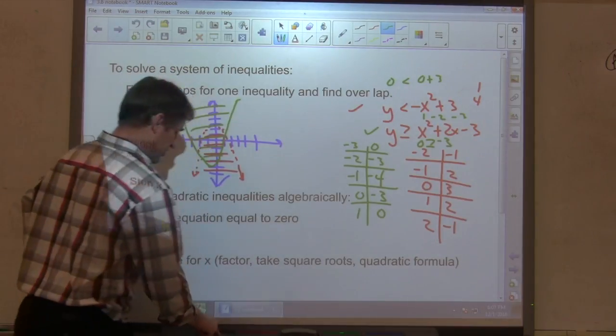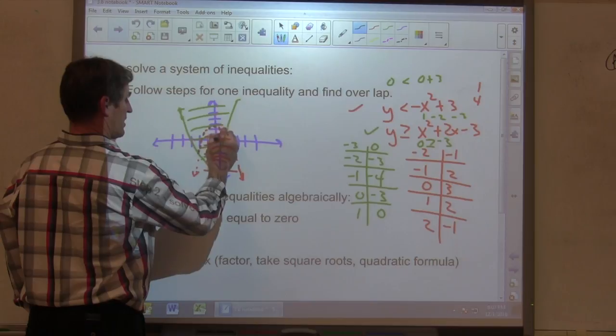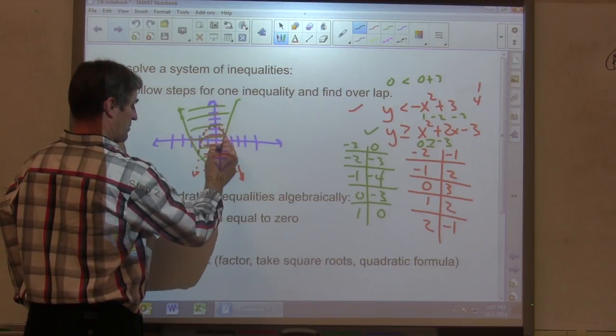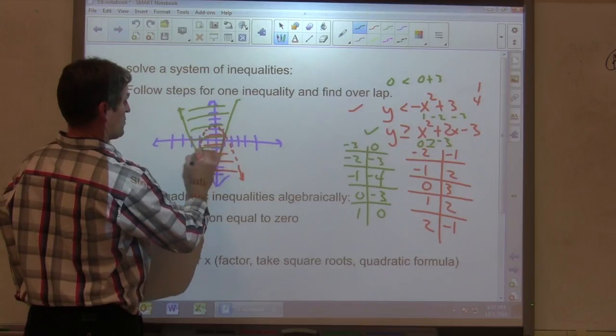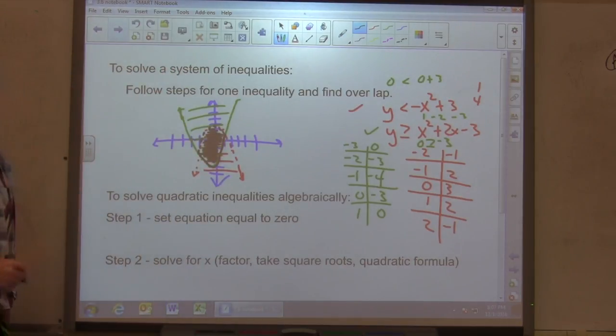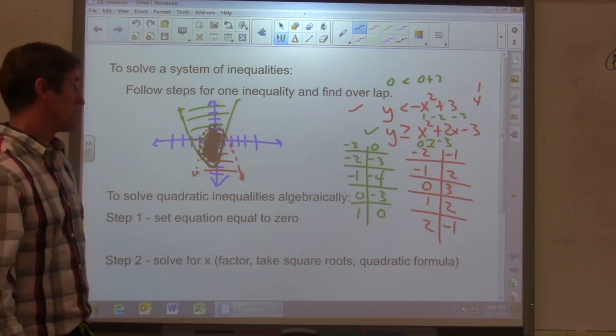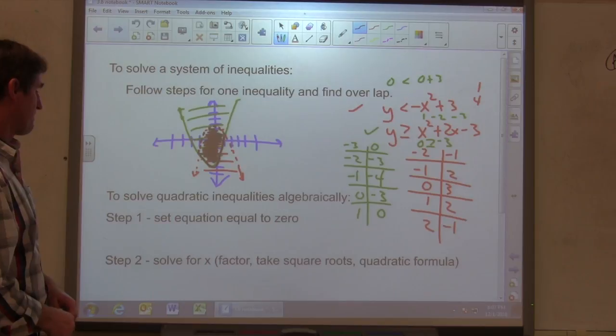And so my answer is the overlap. So it would be this dotted line to there. This would be a solid line to there. And then the overlap is what I shade. And so that's how you do it if it is a system of inequalities. You just do each one separately, and then it's the overlap of the two regions.